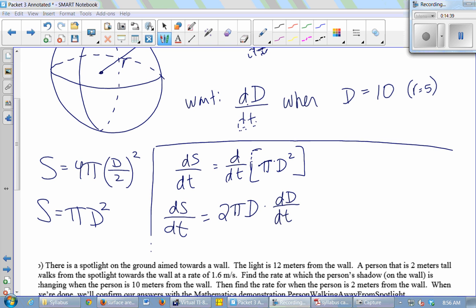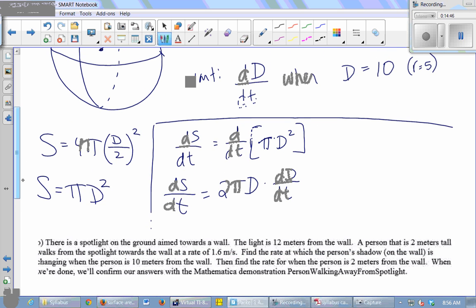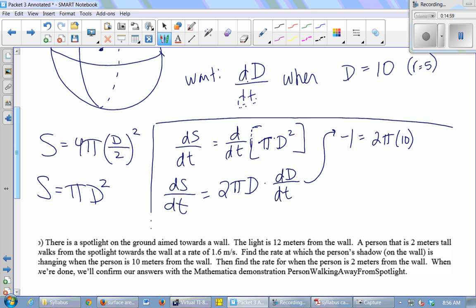Okay, so now I can plug in the stuff that I know for my snapshot. I know that dS dt is -1, it's constant, and I'd like to know dD dt, so I'm going to be solving for that when D is 10. So I plug in a 10 for D. So I have -1 equal to 2 pi times 10 times dD dt. And we get dD dt is -1 over 20 pi.